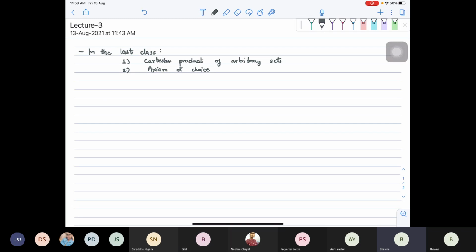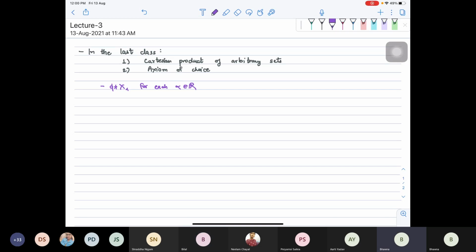Okay, Bilal. So Bilal is asking what was the need of Cartesian product of sets from R, right? Our example was that we had the non-empty sets X alpha for each alpha belongs to R, right? That's what you are saying.